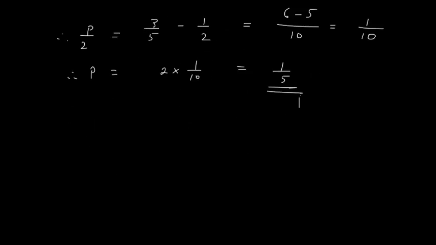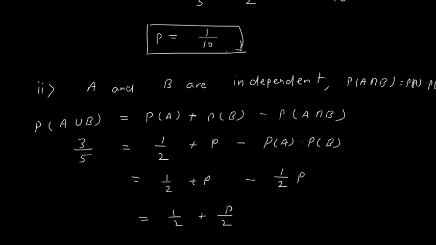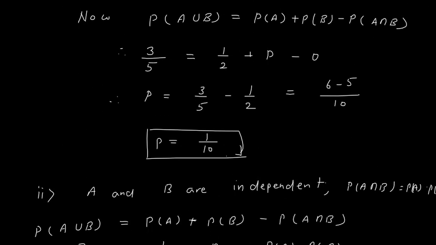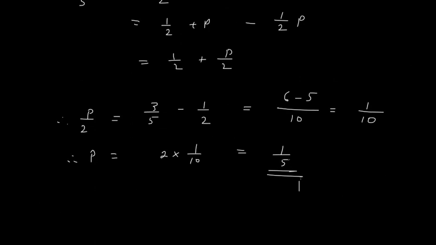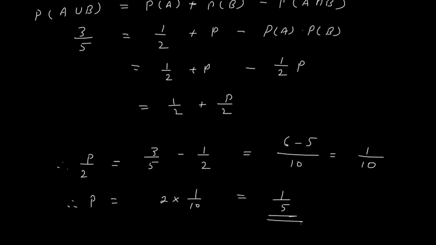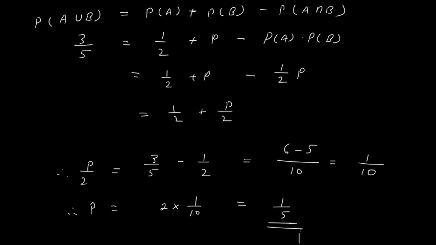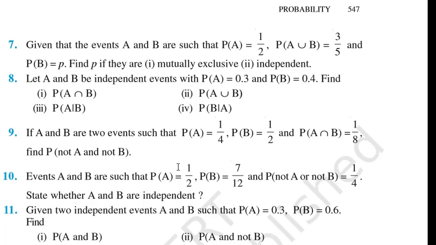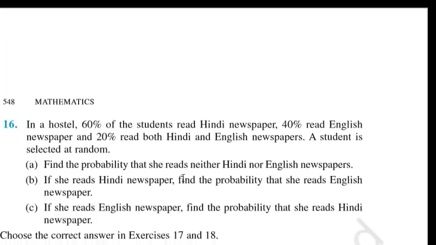So when they are mutually exclusive, the value of p is 1 divided by 10, and when they are independent, the value of p is 1 divided by 5. So this is the probability of event B in case they are mutually exclusive and in case they are independent. I think this has given you a fair idea of mutually exclusive and independent events, and what the multiplication theorem is, right? There are a few problems remaining that we can solve in our next class. Thank you for being with me in this class.